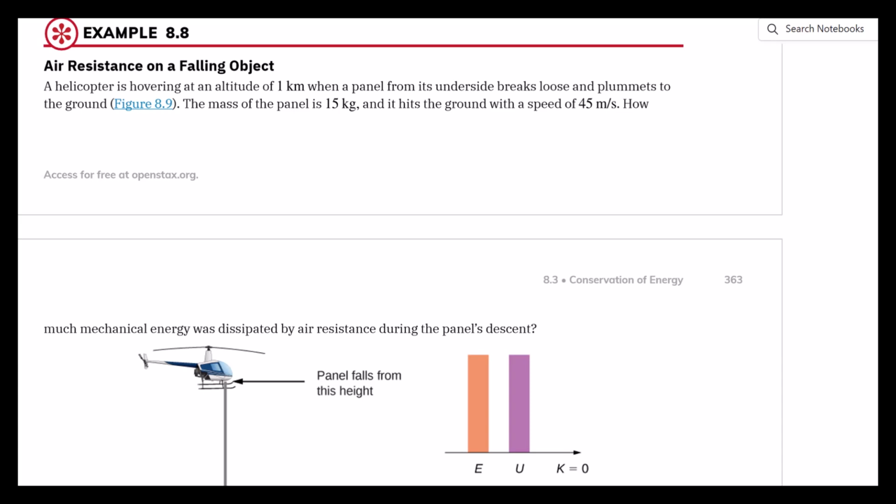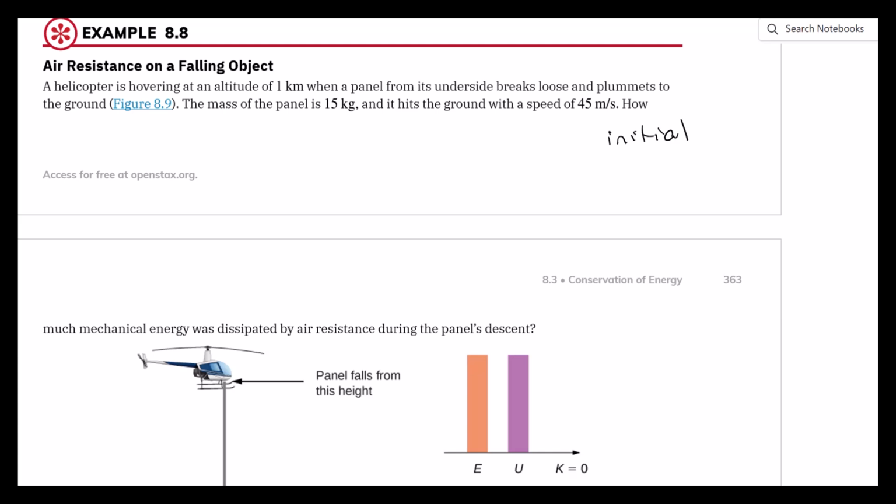Oh, here's a little interesting question, about the same thing. A helicopter is hovering. When a panel breaks loose and plummets to the ground, the mass of the panel is given. How much mechanical energy was dissipated by the air resistance during the descent? So we know that we have an initial potential and kinetic. Now there is a non-conservative force, I'm assuming, because it says dissipated by air resistance.